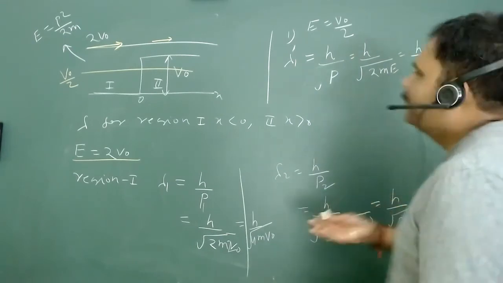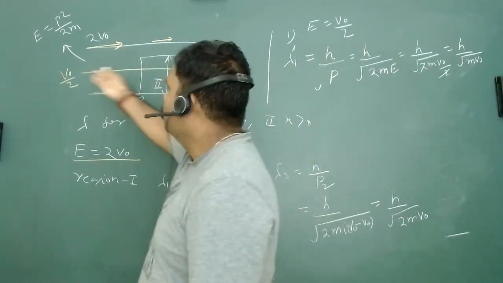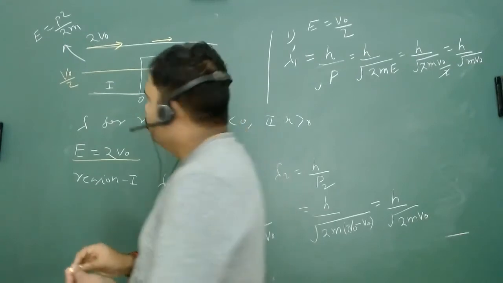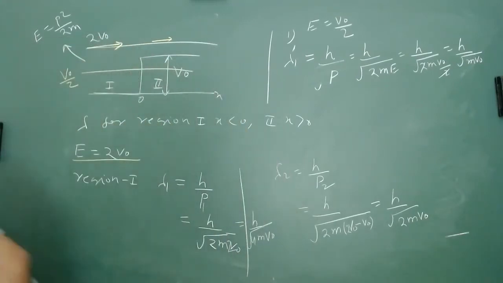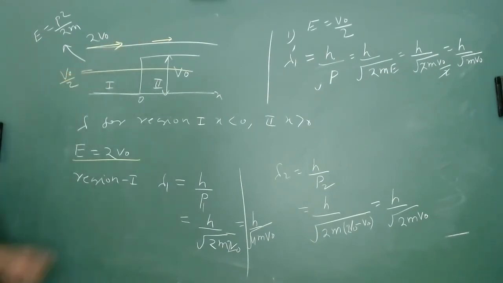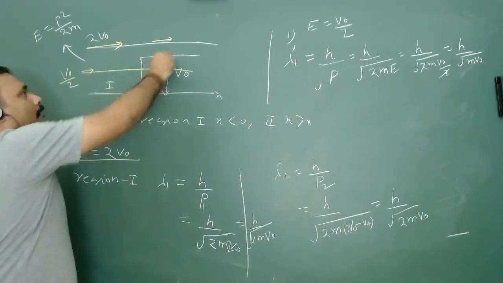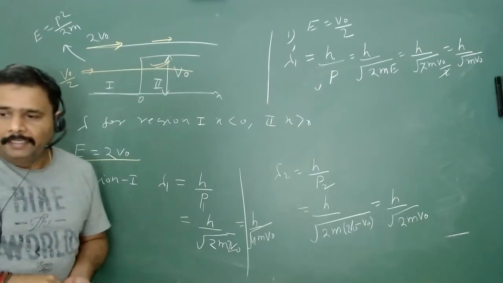So obviously, yes, we have less kinetic energy and less momentum. If you find this particular momentum, it is much less than this one, so the de Broglie wavelength will be higher here. But what will happen in this region? This region is very interesting.